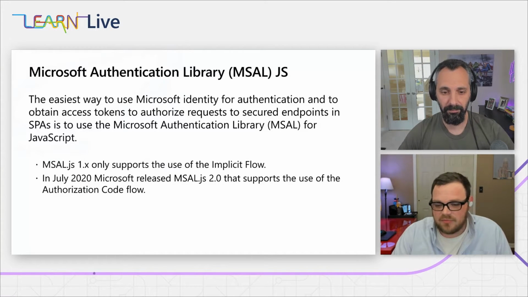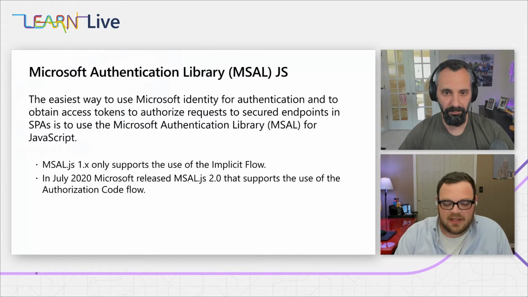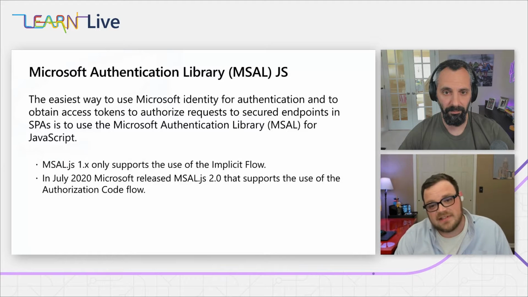And we have two versions. We got a newer version that came out last summer, which is MSAL 2. That's where we're going to be doing all of our work today, and that's where you should be doing work if you're doing brand new apps today. So MSAL 1 only supported the use of the implicit flow, and MSAL 2 supports what's called authorization code with PKCE, which gives you a little bit of a bump in security.